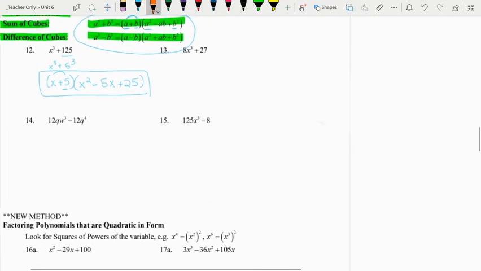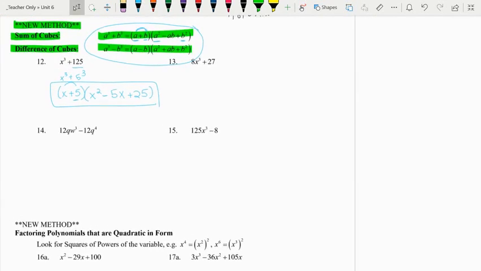So following this pattern on the next one, okay, 8 is really 2 to the third. 27 is really 3 to the third. Okay, so if we were to take the cube root of it, you'd get 2x plus 3. Okay, now do you need to do this step here? No, I'm just showing you where they're coming from. So now we use this part to help me fill out the rest.